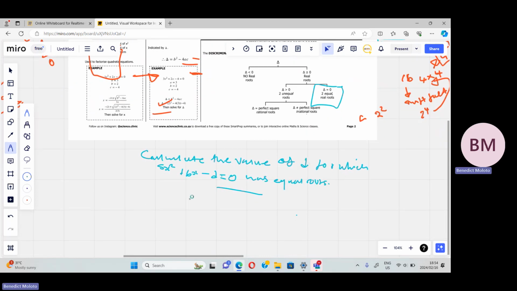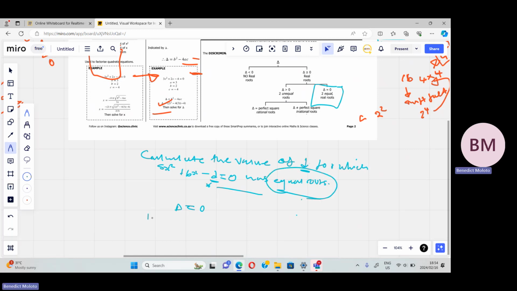So here we're going to say delta. Remember, we already know delta is equal to 0. Why? Equal roots. We need d. d is our constant value, right? Remember, the roots are equal, then we just use delta.